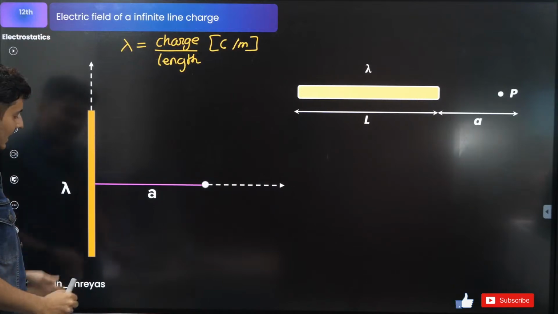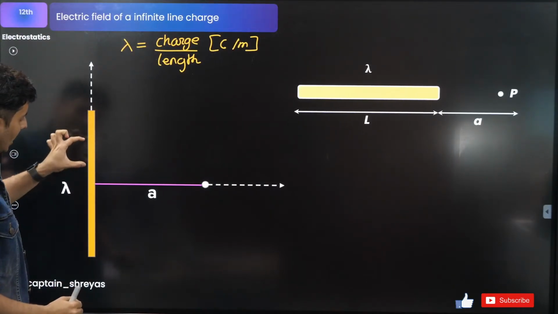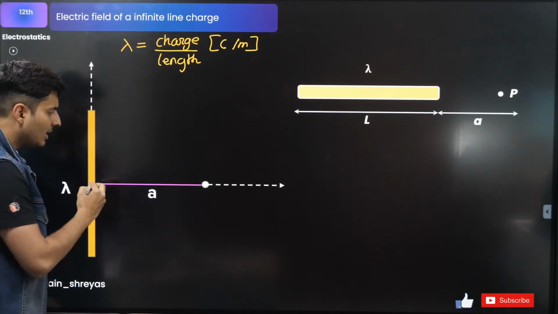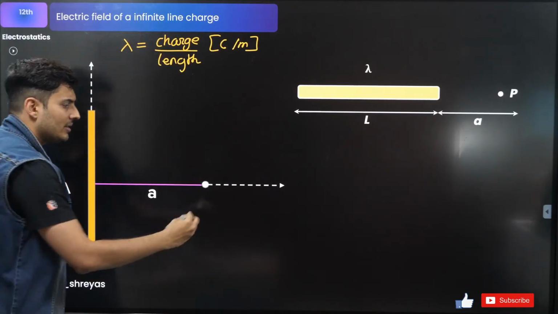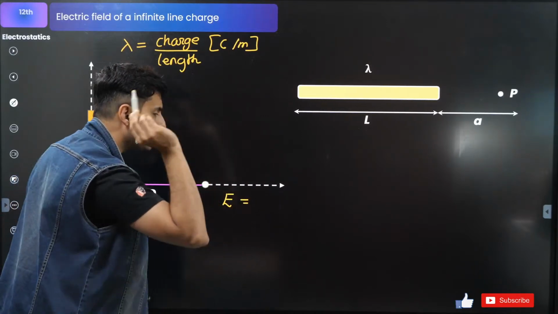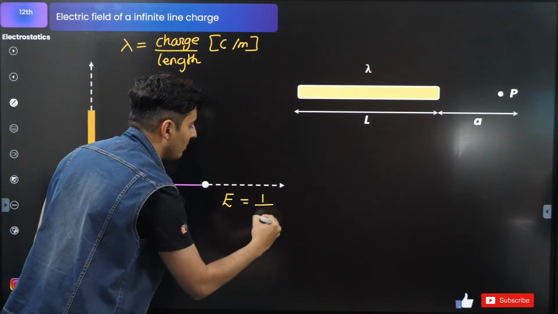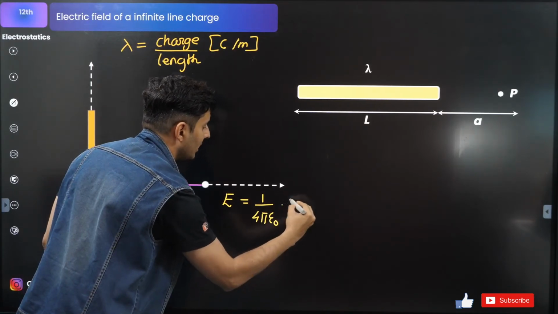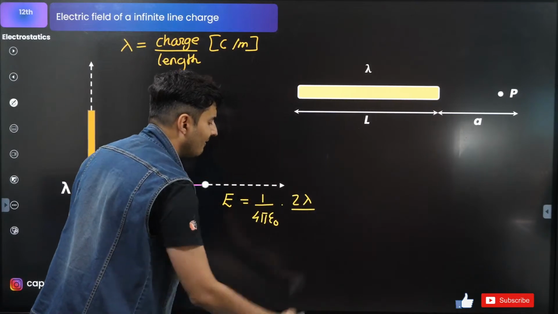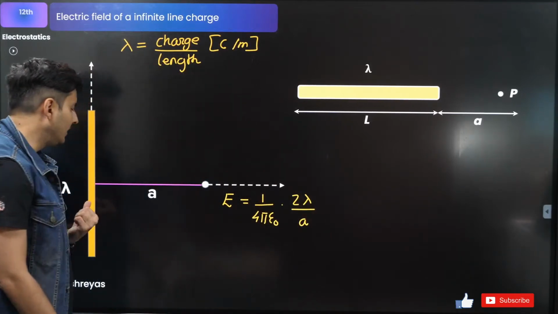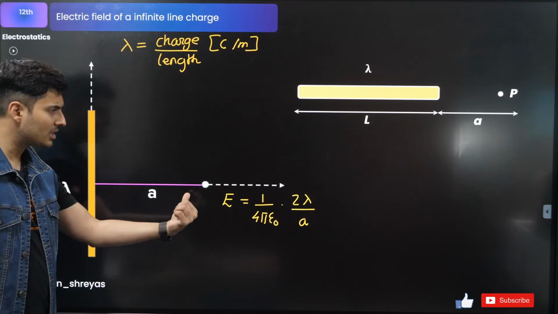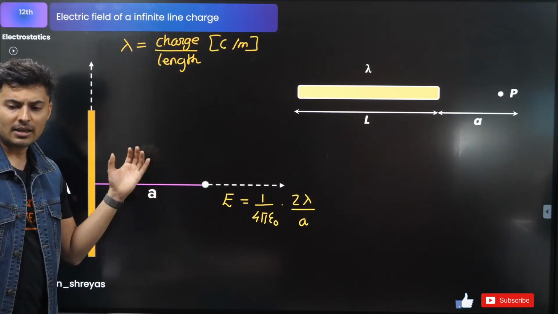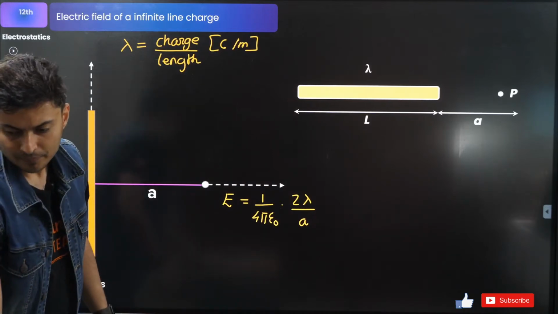So if I have a line charge like this, lambda coulombs per unit meter, and I am at a certain distance from it, then the electric field is just given by 1 by 4 pi epsilon naught, times 2 lambda divided by A. A is the distance from the line charge where you want to find the electric field. Very, very important thing.